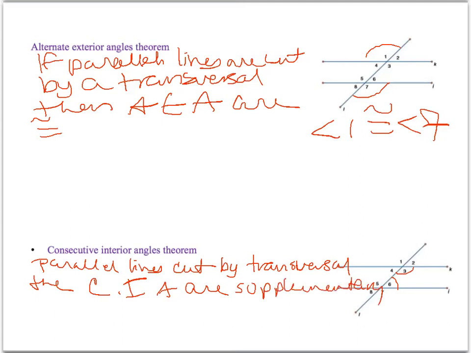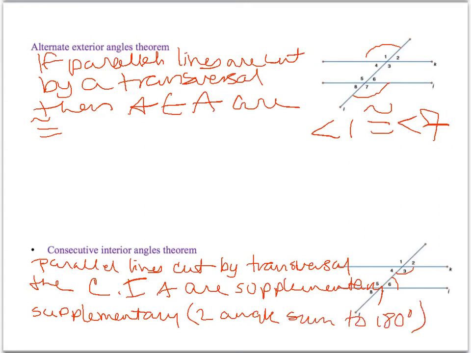Quickly, what does supplementary mean? Supplementary means two angles sum to 180 degrees. Okay, so what this tells me is angle 6 plus angle 3 equals 180 degrees. All right, so why do we care about this and how can we use this information? Let's take a look at some examples.